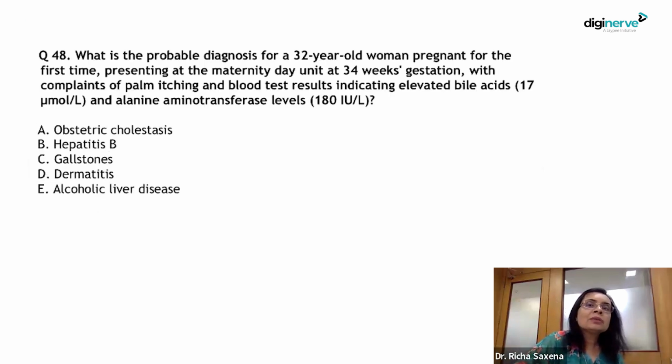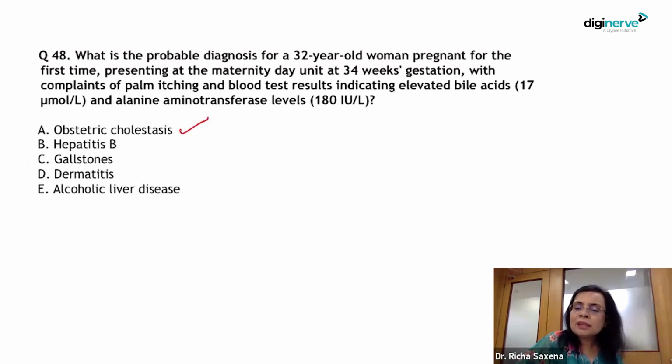What is the probable diagnosis for a 32-year-old woman, pregnant for the first time, presenting at the maternity day unit at 34 weeks gestation with complaints of palm itching and blood tests indicating elevated bile acids and alanine aminotransferase levels? So again, this is a comparatively easy question. Yes, it is obstetric cholestasis. Obstetric cholestasis, again, is important from the perspective of the MRCOG exam.